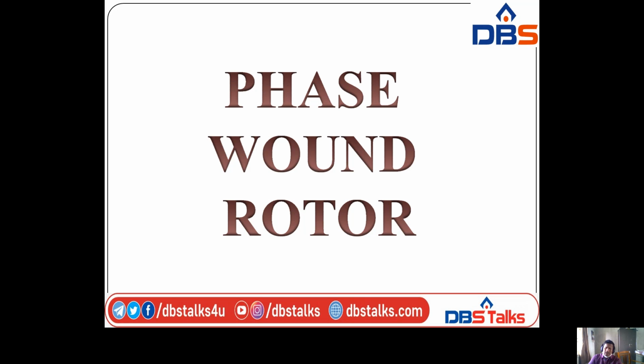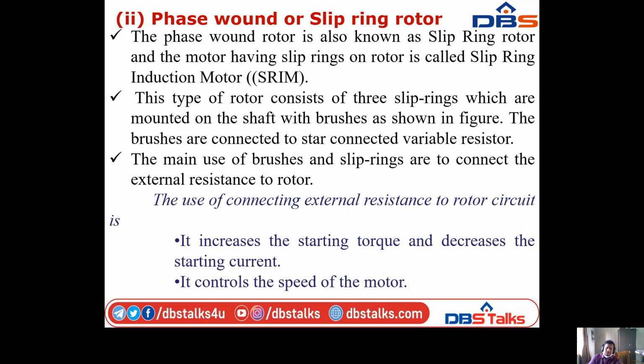Now go for the other rotor, that is the phase wound rotor. The phase wound rotor, or slip ring rotor, has slip rings. That's why this type of rotor is called a slip ring induction motor. This type of rotor consists of 3 slip rings which are mounted on the shaft of the motor, with brushes as shown in the figure clearly. The main use of brushes and slip rings is to connect the external resistance to the rotor circuit.